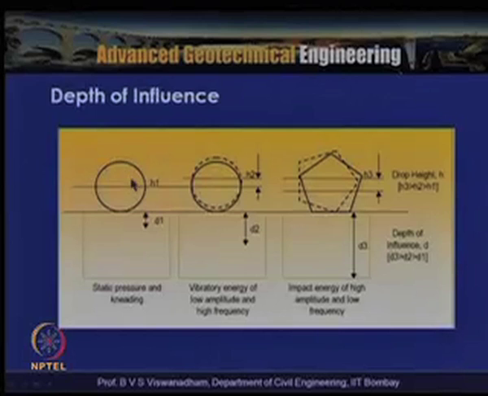Here a conventional static pressure roller is shown. The depth of influence is D1, and with a vibratory roller the depth of influence is D2, so D2 is greater than D1. But when you have impact energy with an impactor, which has a non-circular compactor, the dropping height H3 will be greater than H2, greater than H1. This induces very high energy, and because of this it ensures a significantly high depth of influence. So it is impact energy of high amplitude with low frequency, and because of this, impact compaction ensures higher depth of influence.